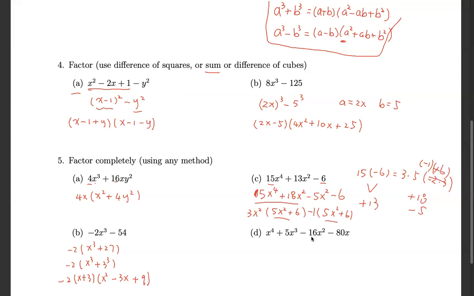Both have a common factor of 5x squared plus 6. So factor out 5x squared plus 6. Then the first one is left with 3x squared. The second one is left with -1. So one factor is 5x squared plus 6, and another factor is 3x squared minus 1. So this is called the bridge method.